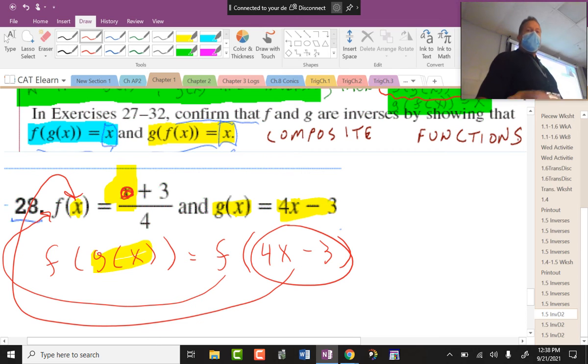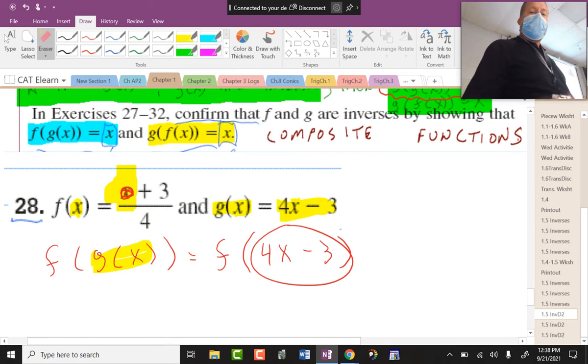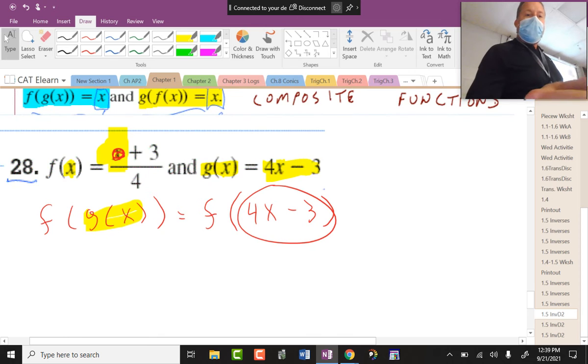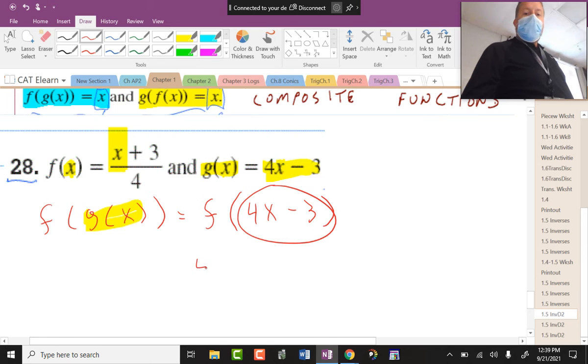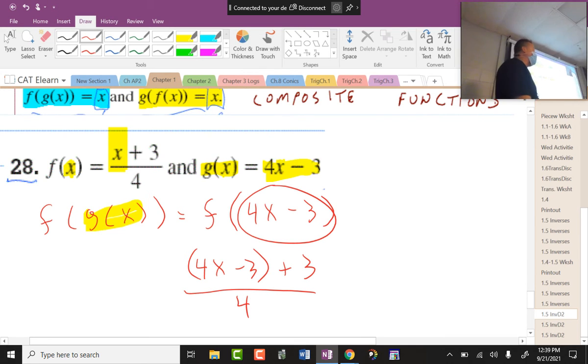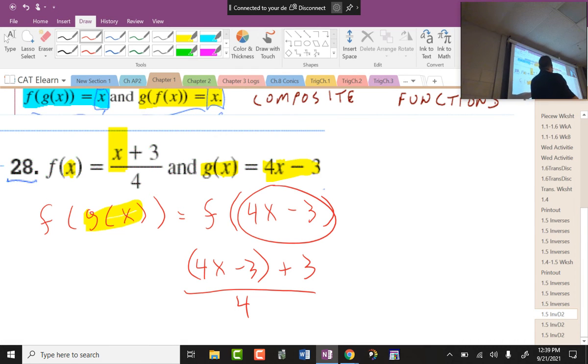That's what we need to figure out on those, and I think we're doing all right on that from some of the work that I've seen. So the very next thing I should see is 4x minus 3 plus 3 over 4. And always the question I get here is, wait a minute, where did the f go? F is just saying go to the f function and then do this operation, which is plug this in for that. That's where the f went. The f is just giving me direction on where to plug it in.